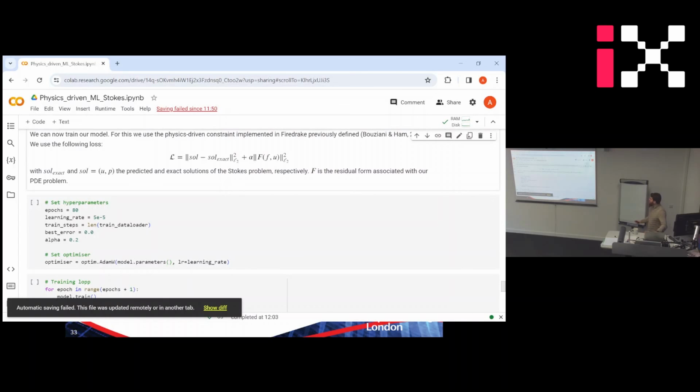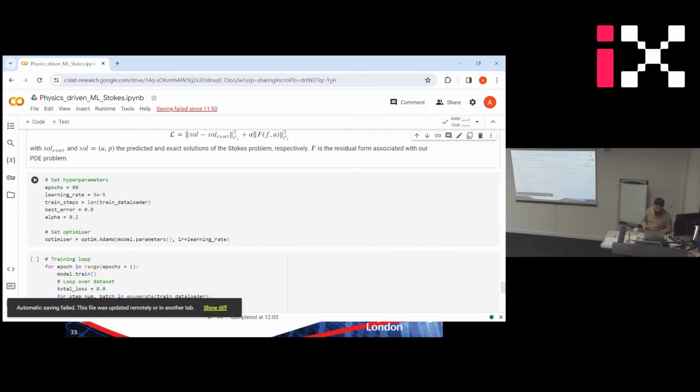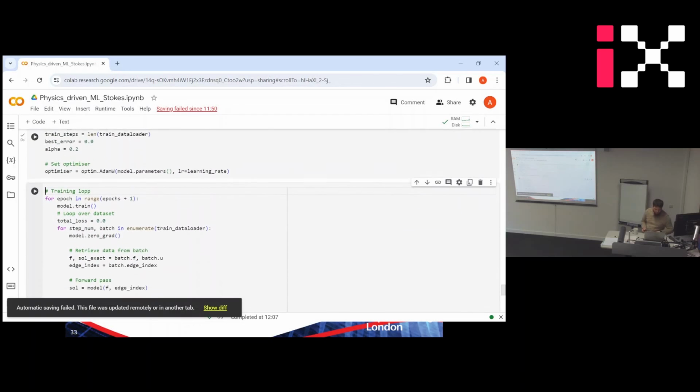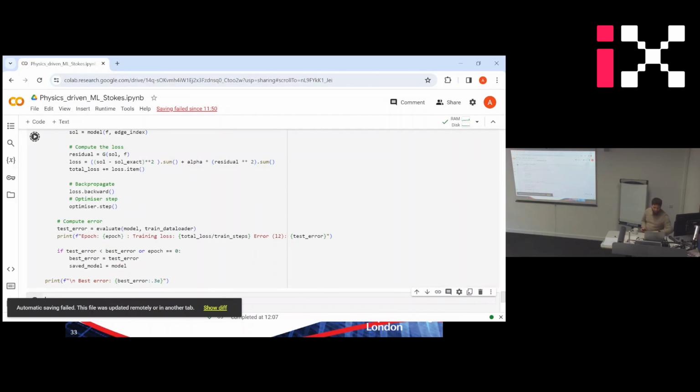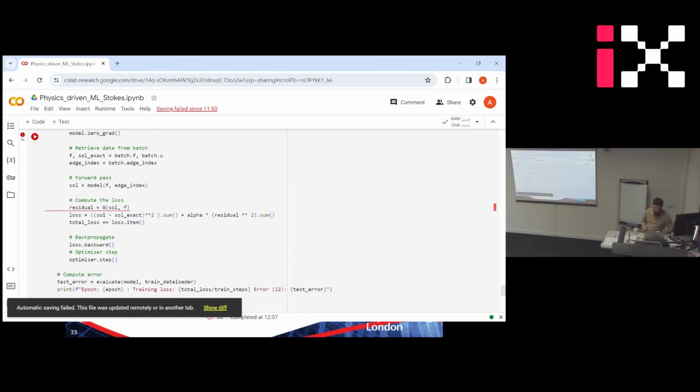All right. So I define here some hyperparameters, learning rate, number of epochs, and so on. And this is the training loop. I will run it while I describe it.